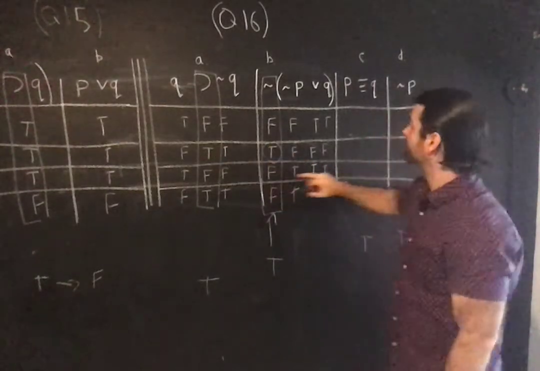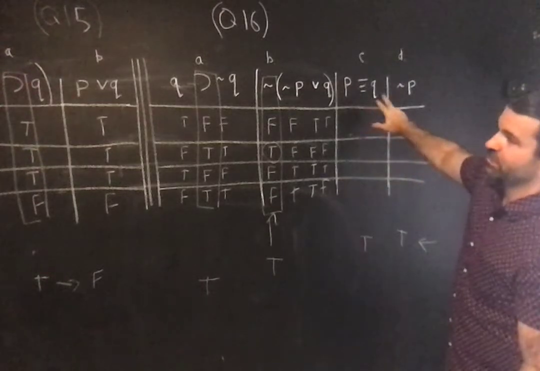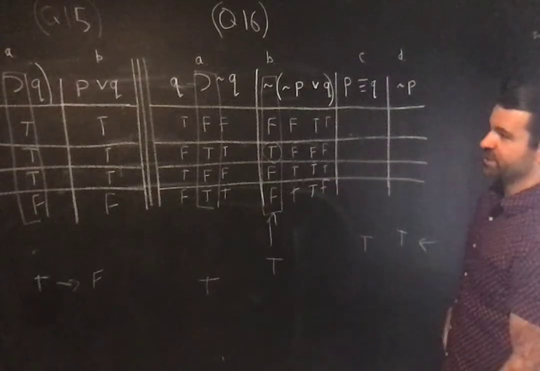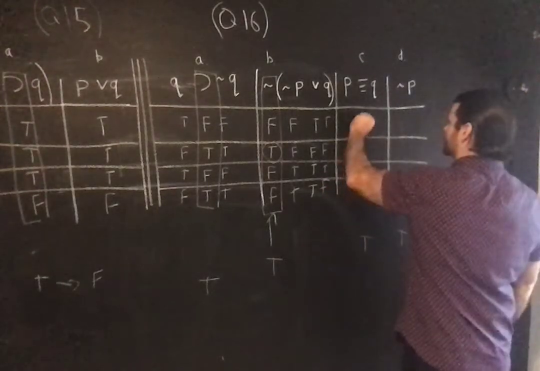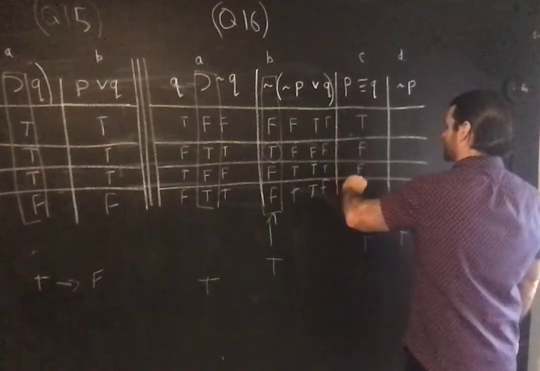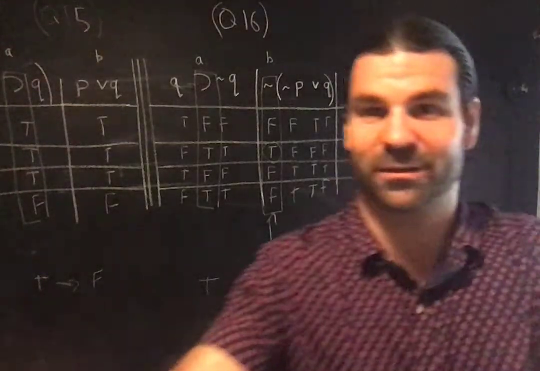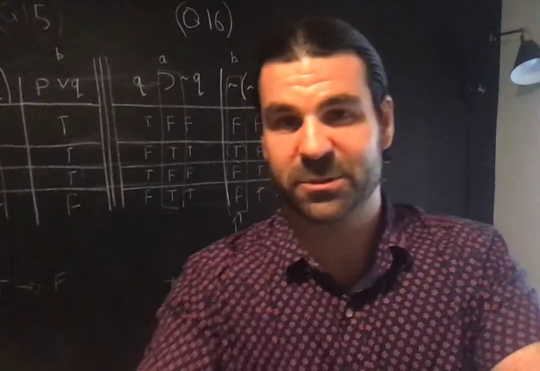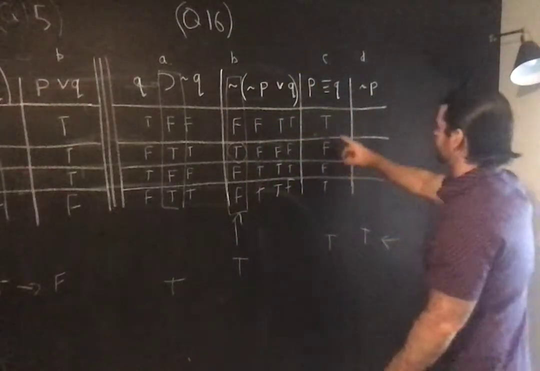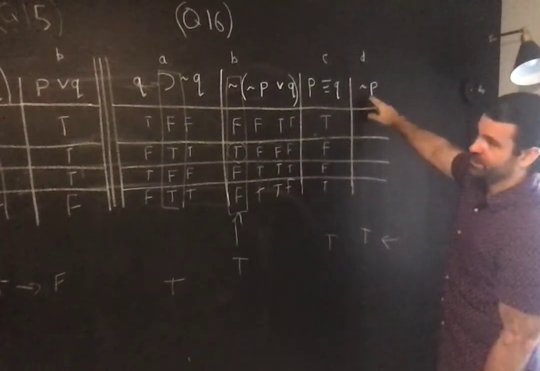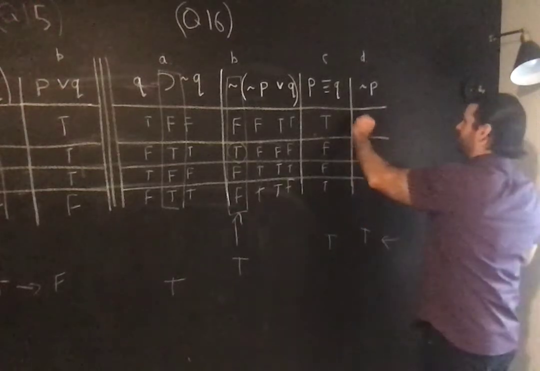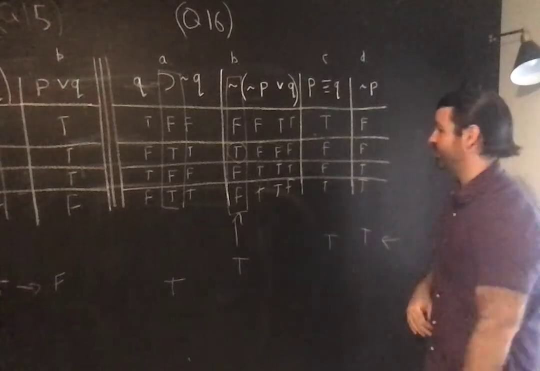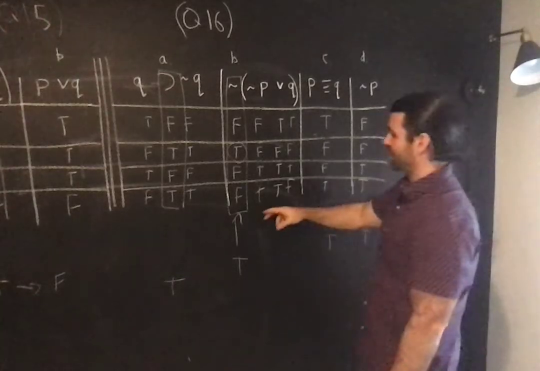So far, so good. All right, P conditional Q is TFFT. You should know that, those base columns. TFFT. Not P is just false, true. False, true. Do fill them out if you're asked to do a full truth table method. Okay, and then we just inspect.